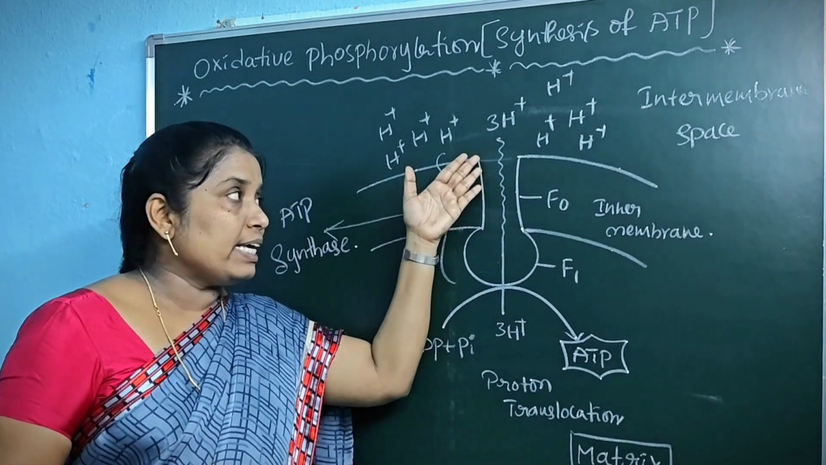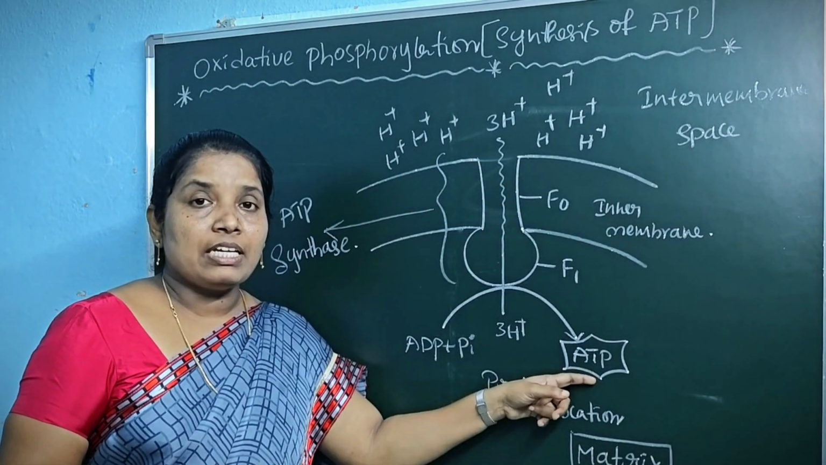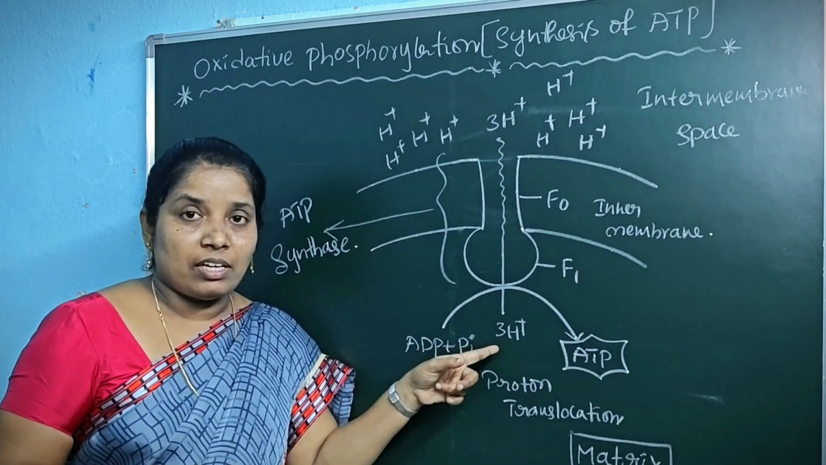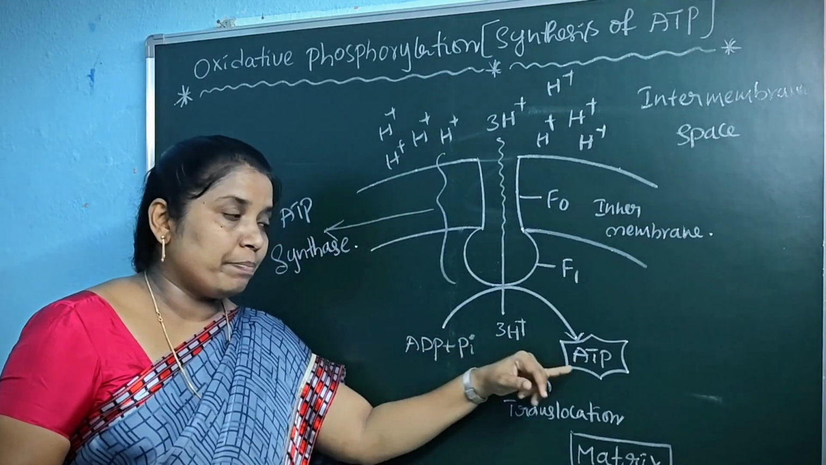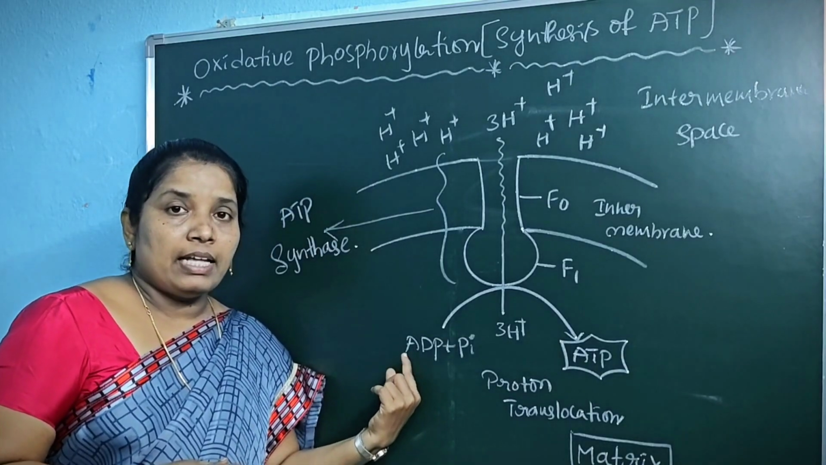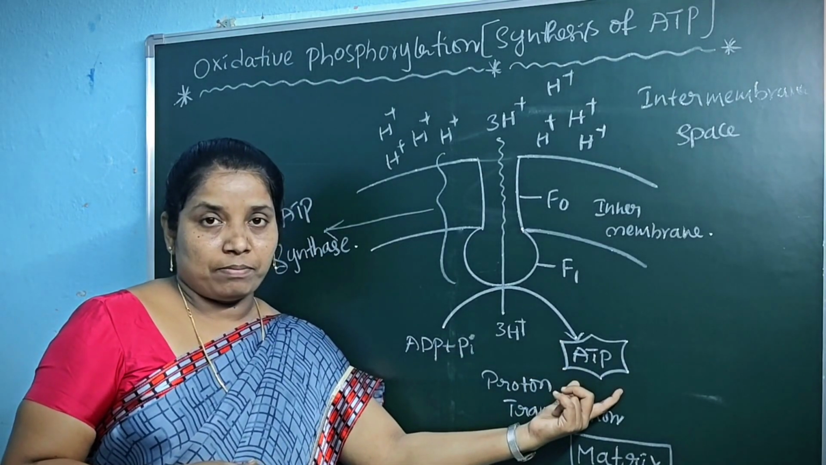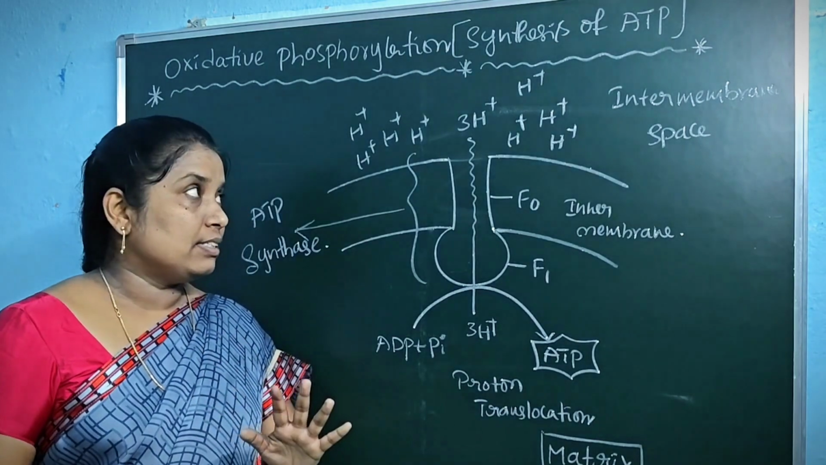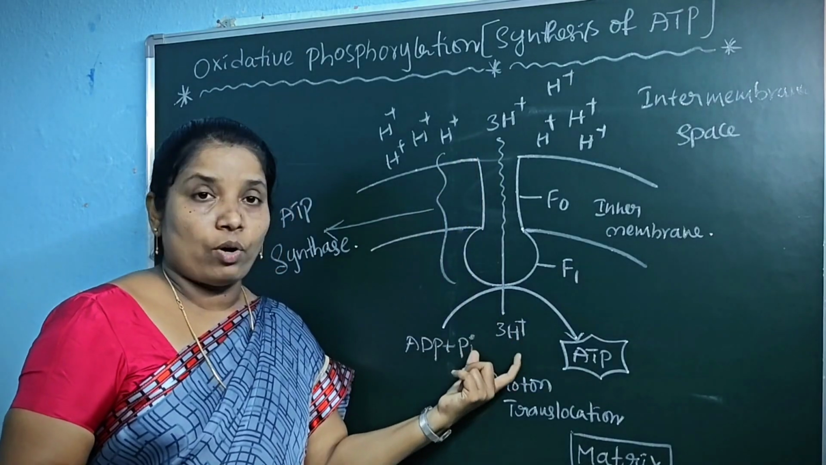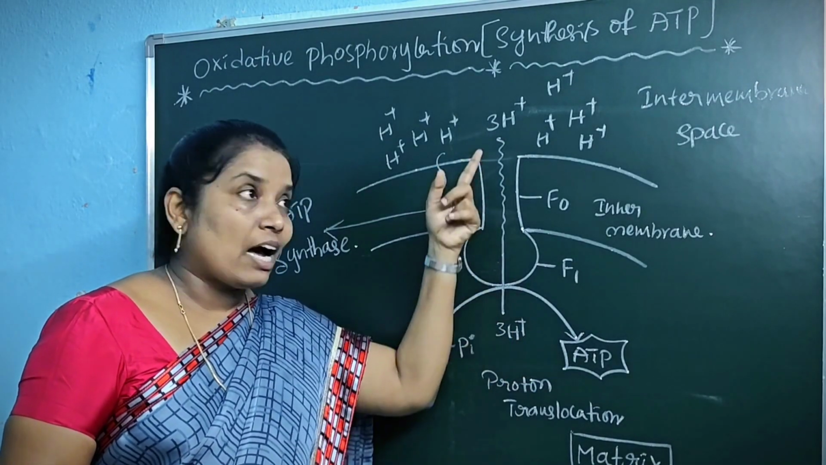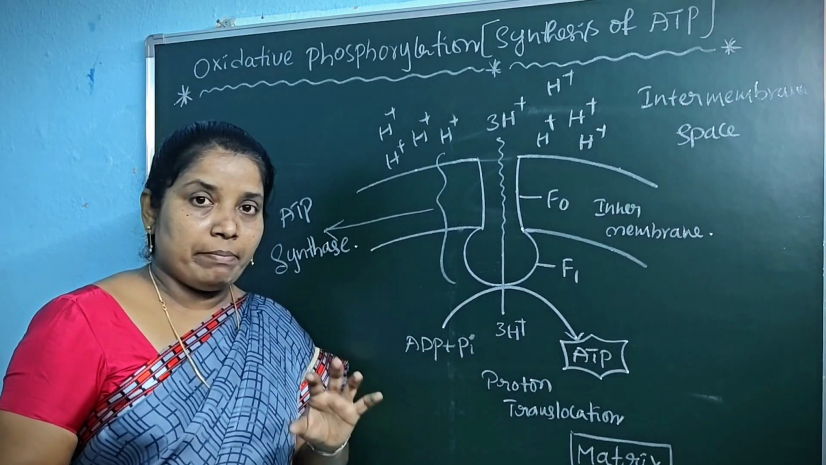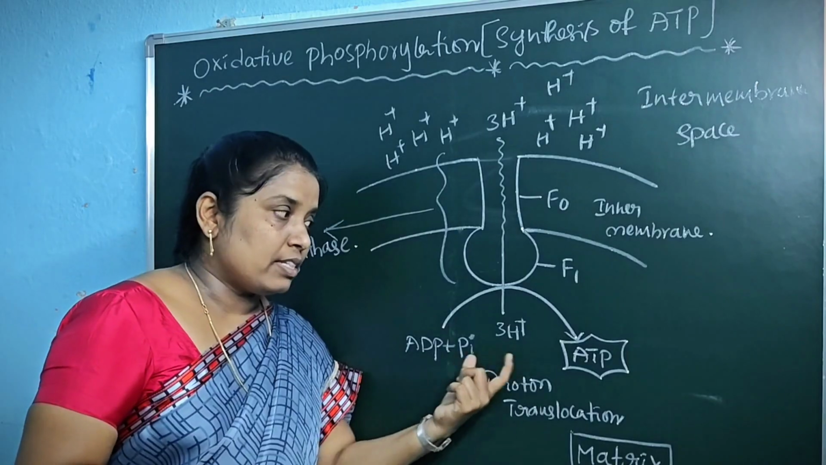When they are passing through the ATP synthase, for every 3 protons pumped through the proton channel, energy is released that will be utilized for ATP synthesis. One inorganic phosphate is added to the ADP, then ATP synthesis occurs. Here you have to remember one thing: the protons are moving from the high concentration gradient to the lower concentration gradient. When they move down the gradient, it releases some energy. That energy will be utilized by the ADP for the synthesis of ATP.